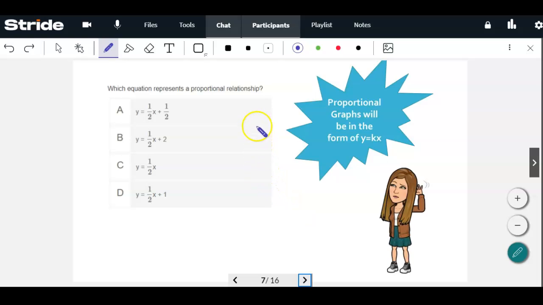Which equation represents a proportional relationship? Look right here. It has to be in the form y equals kx. So what that means is there's not going to be a plus something at the end. So it has to be C. It has to be just the y value, the k, and the x. The k here is 1/2. All of these that have the plus something at the end are not proportional. They will not go through the origin.